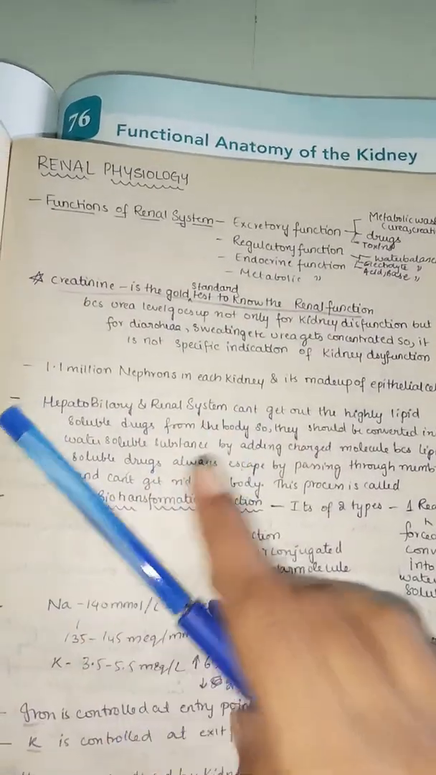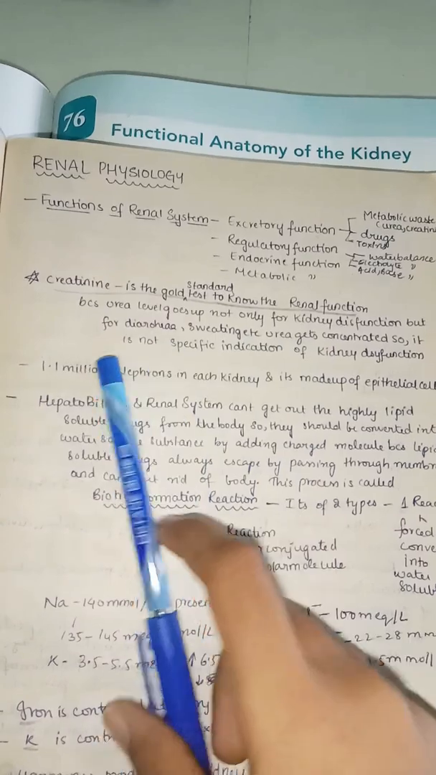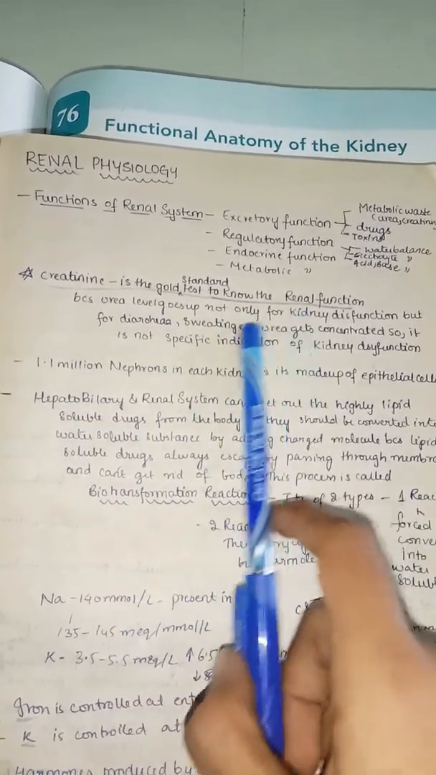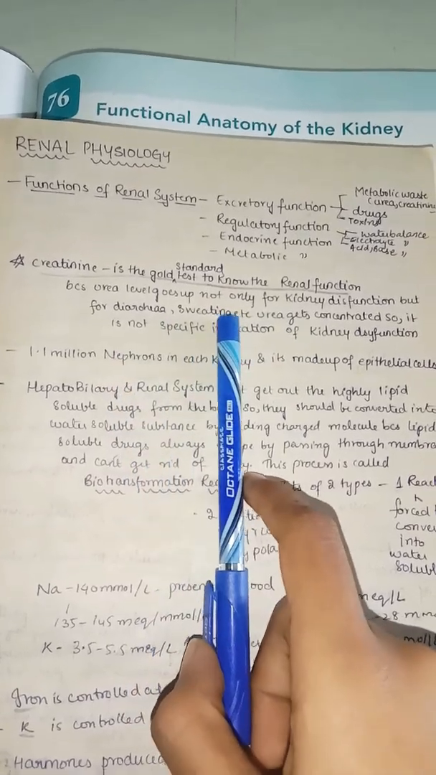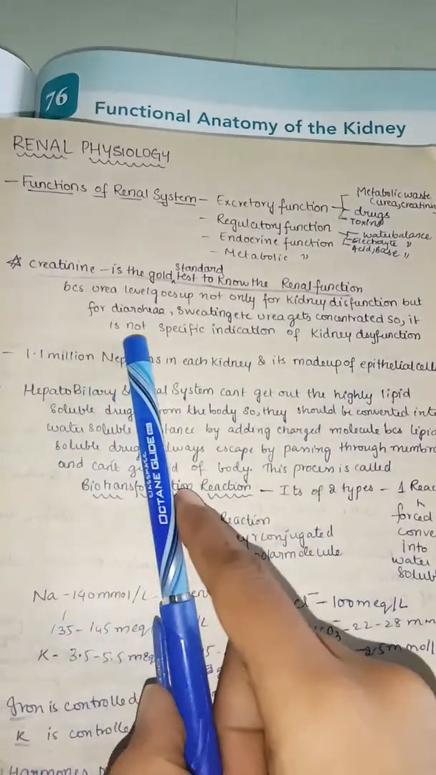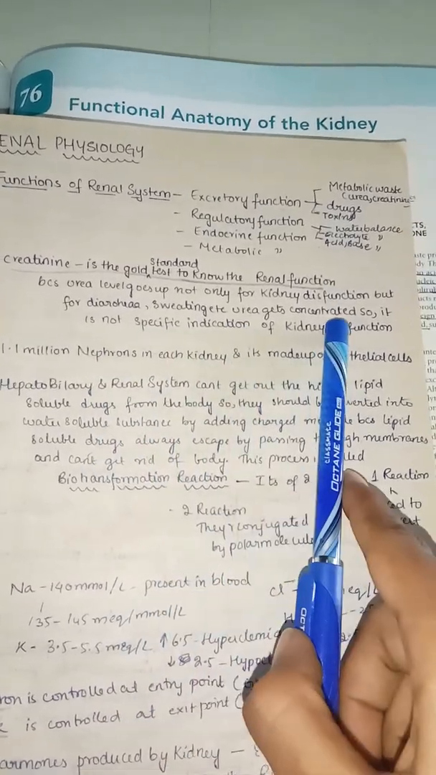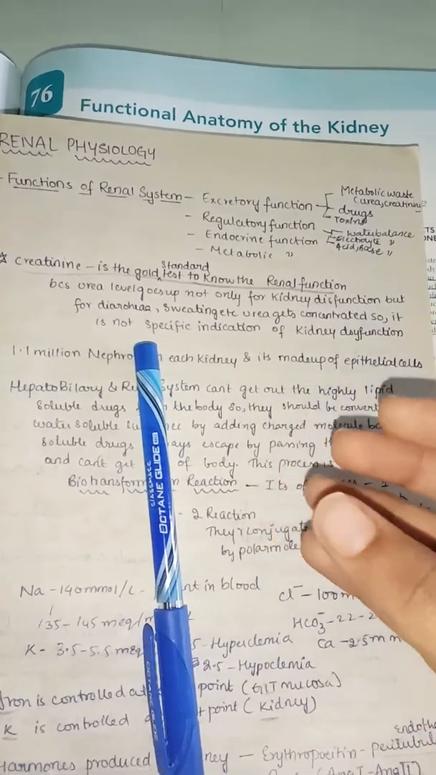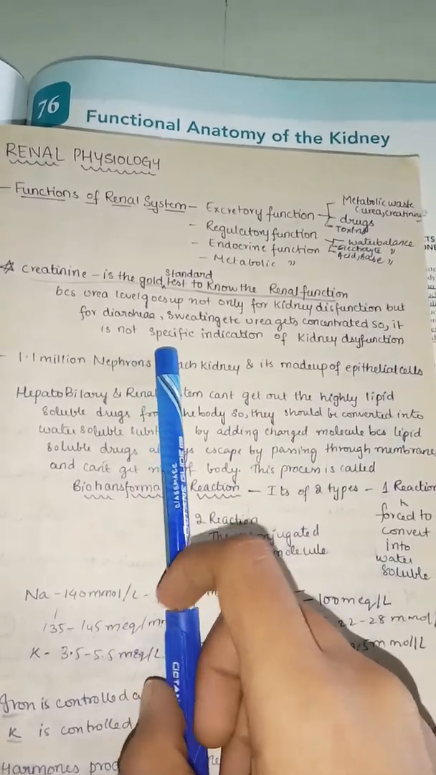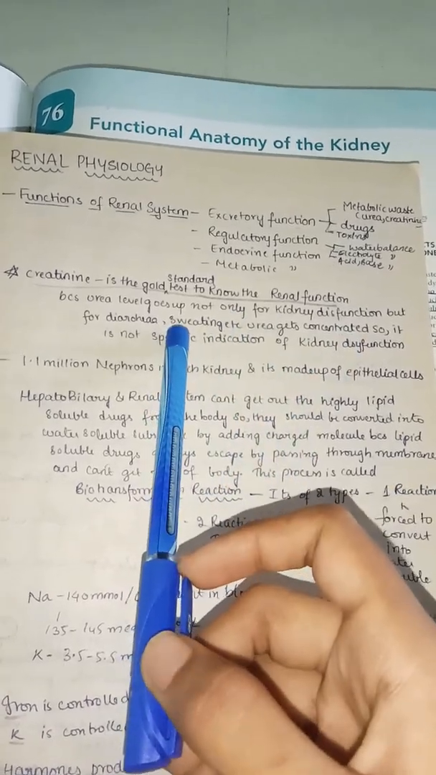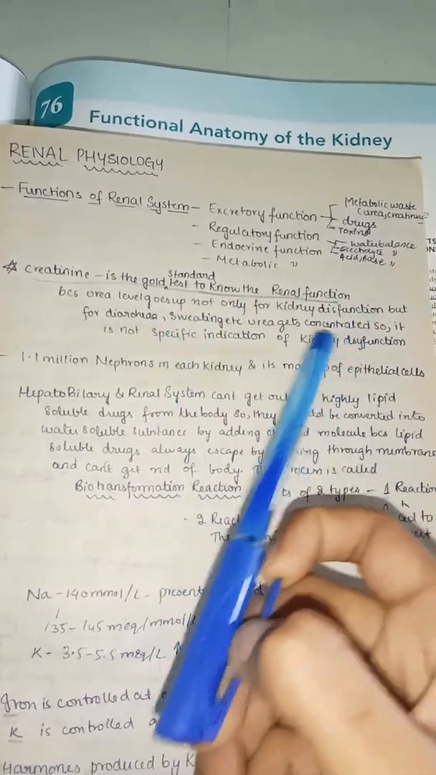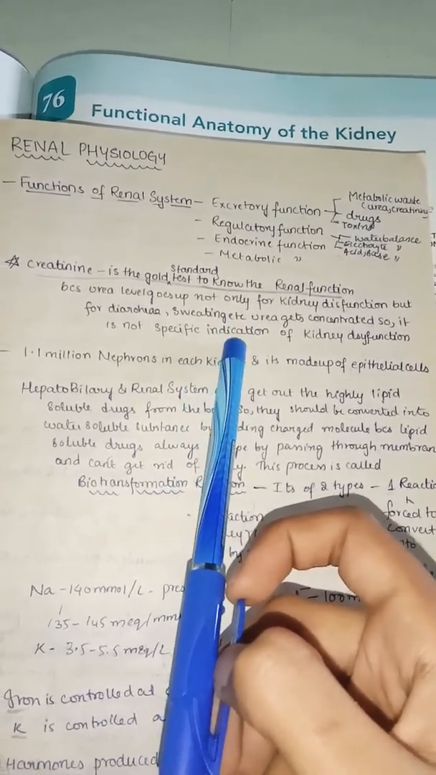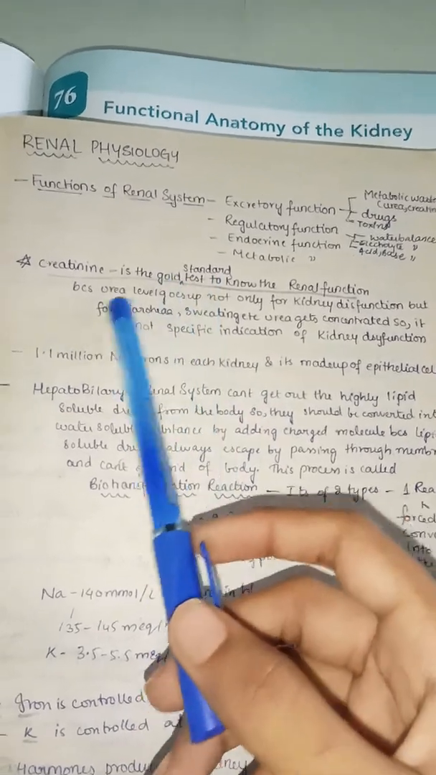So now let us see what is the gold standard test to know the renal function. Remember, creatinine is the gold standard test to know the renal function. Because the urea level goes up not only in kidney dysfunction, but also in the case of diarrhea and sweating, when urea gets concentrated. So it is not a specific indication. Many of them think urea is a specific indication for kidney failure or renal failure, but you can see the reason here: urea is also rising in the case of diarrhea and sweating. So it is not a specific indication of kidney dysfunction. So always the gold standard is creatinine.